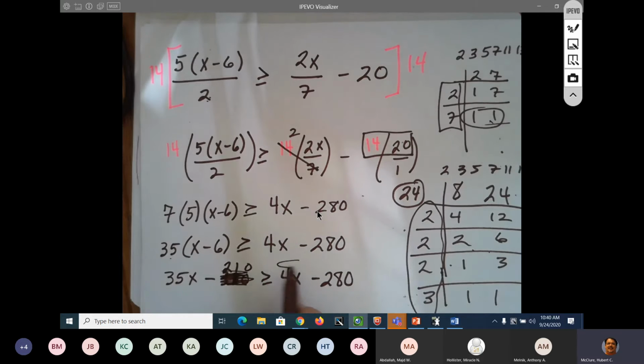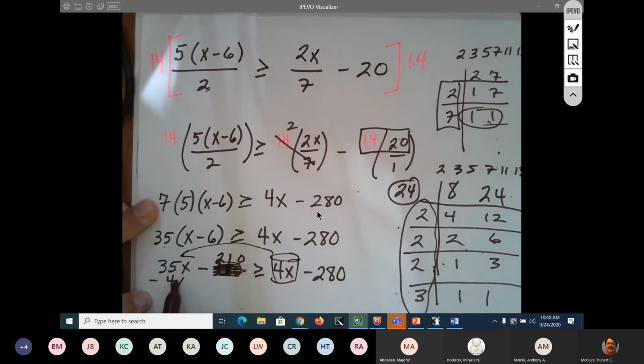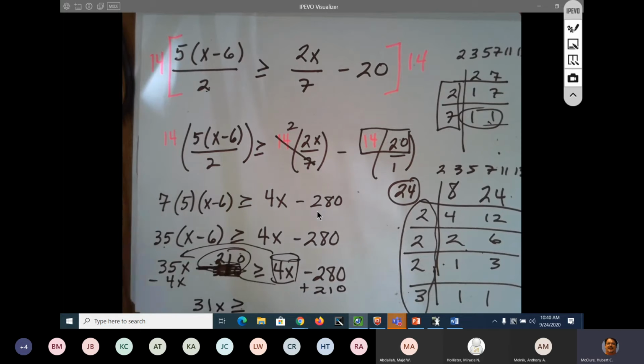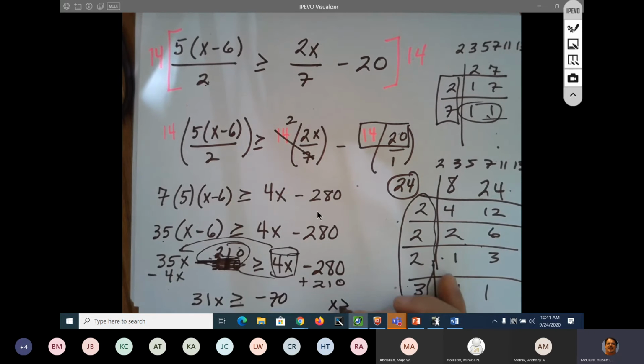Okay, so 35x, this is my little bucket. Bring it across the river. This is my other one, negative. Bring it across the river, it becomes positive 210. So 31x is greater than or equal to, well, you owe $280, you have $210. You still owe 70. So x is greater than or equal to negative 70 over 31.